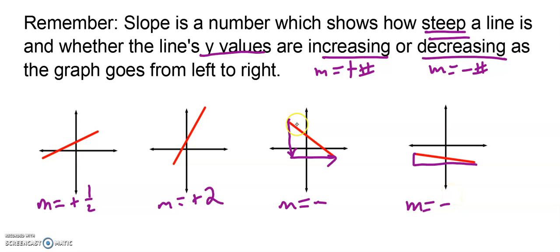Now, again, though, this line is definitely steeper than this line, so this negative number should be bigger than this negative number. So this might have a slope of, say, -3, whereas this might have a slope of, say, -1/2. Okay? Now, again, slope is how the y values are changing. Are they increasing or decreasing as the graph goes from left to right?